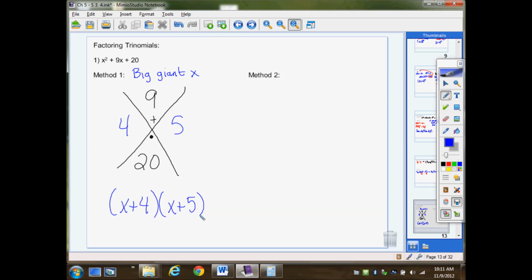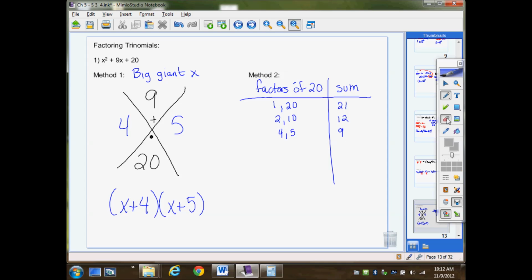But you may not like the big giant X. And if you don't like the big giant X, that's okay too. So what I'm going to look for, I'm going to write down all my factors of 20. Well, first of all, I have 1 and 20. They give me a sum of 21. 21 does not match the middle, so I won't use it. 2 and 10 give me a sum of 12. Again, doesn't match. 4 and 5, I finally get my 9. So then I'll use these two factors because my 9 matches and I get the same thing.